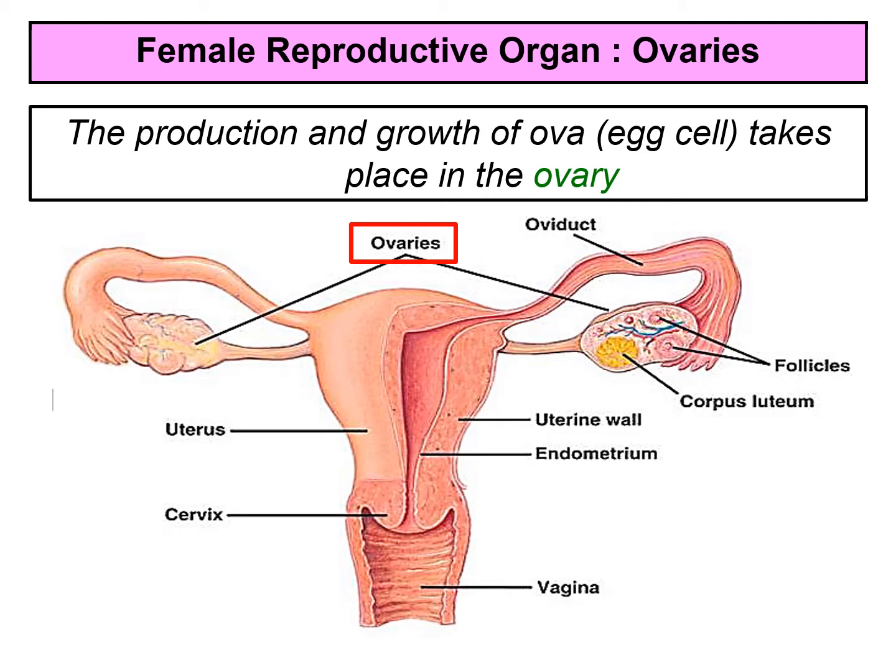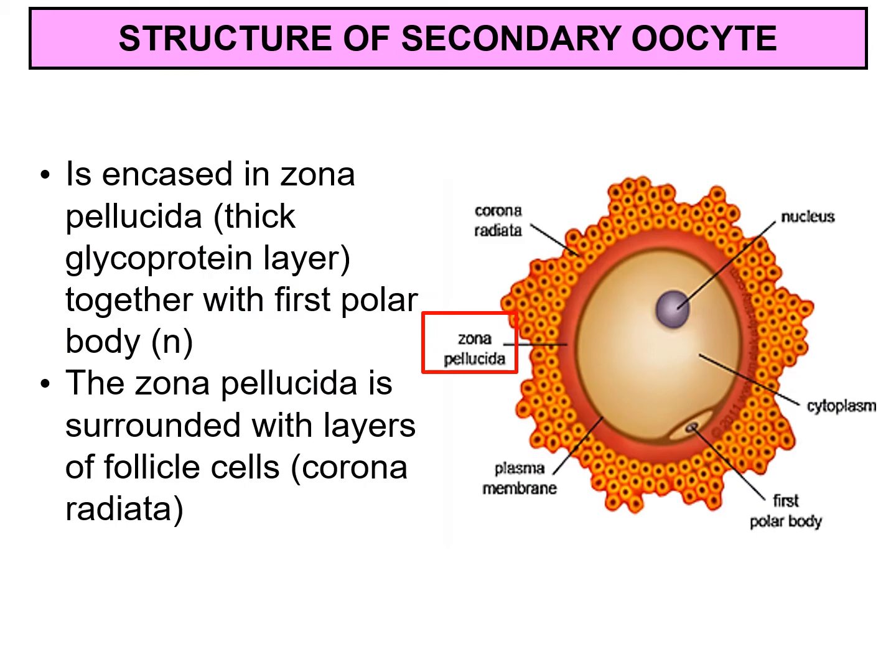So let's look at the first diagram here, the female reproductive organ, which is the ovaries. Each female is usually born with a pair of ovaries. Each month, one of the ovaries will release a secondary oocyte for fertilization. So let's look at the structure of the secondary oocyte.